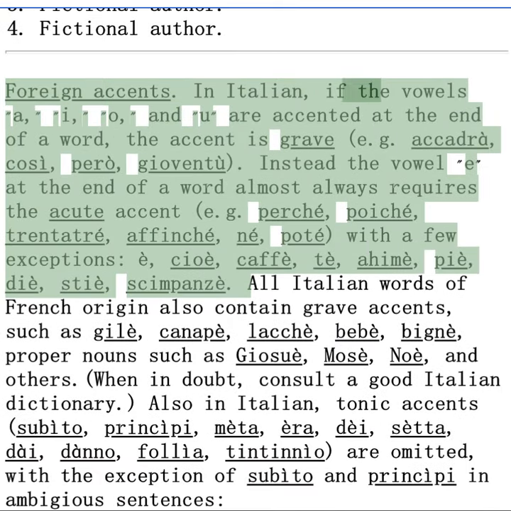Foreign accents. In Italian, if the vowels a, i, o, and u are accented at the end of a word, the accent is grave. Instead, the vowel e at the end of a word almost always requires the acute accent, with a few exceptions.